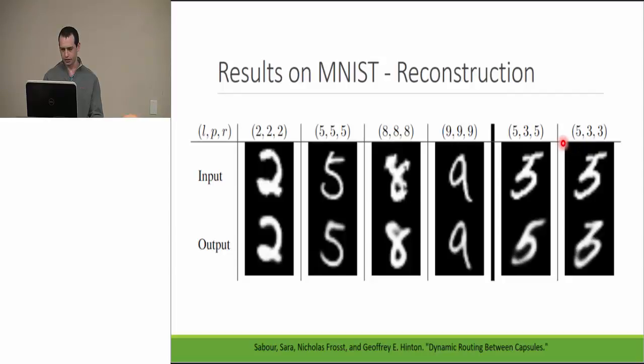These last two show examples where the network was confused. This is a 5, but the network predicted a 3. And the reconstruction actually gives us some insight into why it was confused. If you look at it, this could be construed as a 3, or it could be construed as a 5. So that's basically why the network got this class wrong. In the last one, both the prediction and the reconstruction are wrong. But in the one before, the reconstruction is correct, but the prediction is wrong.